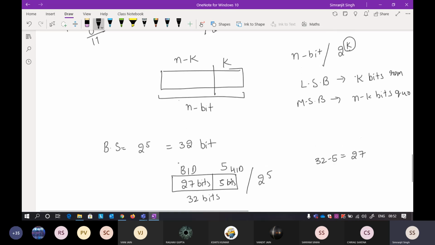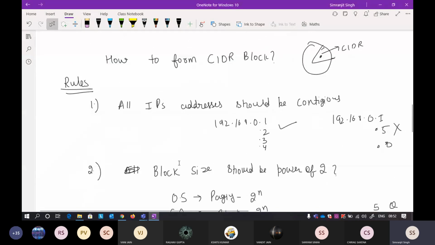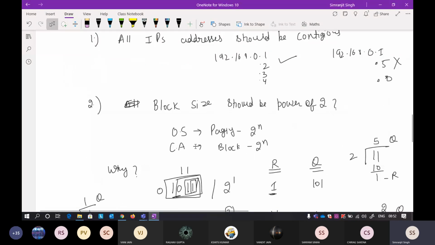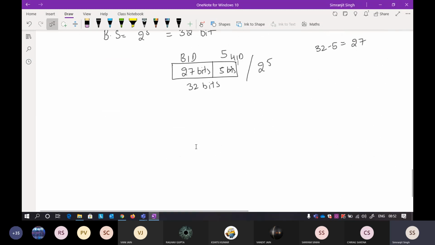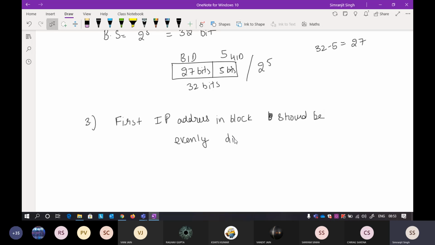Now the first rule is that all IPs should be contiguous in nature. The second rule is the block size should be a power of 2. I'll show you with the example. The third and final rule is that the first IP address in the block should be evenly divisible. This is the proper wording here: completely divisible or evenly divisible. Again, it is very easy to check that.